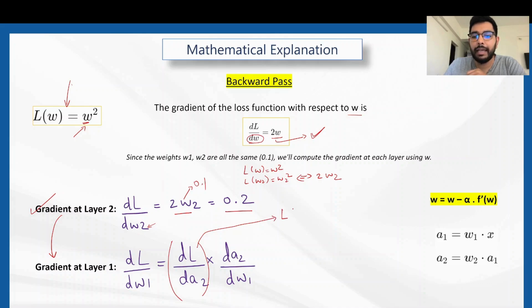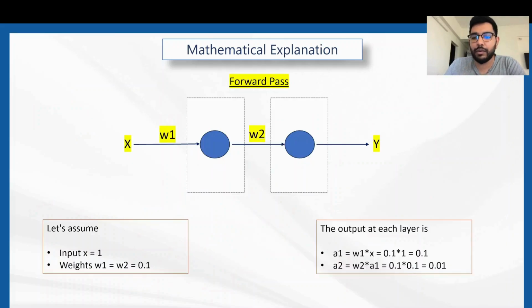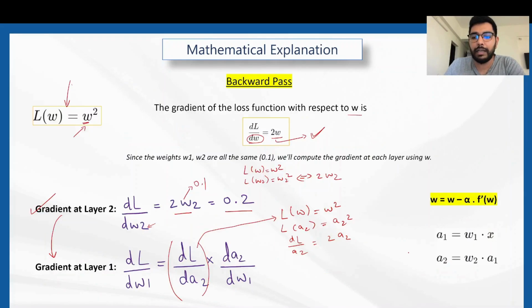What is L? L of W is W square. So L of A2 would be A2 square. So differentiation of dL with respect to dA2 would become 2 twice of A2. And since A2, as we saw over here, is 0.01, this would become 0.02. Correct? Coming to the second part, that is differentiation of A2 with respect to W1.